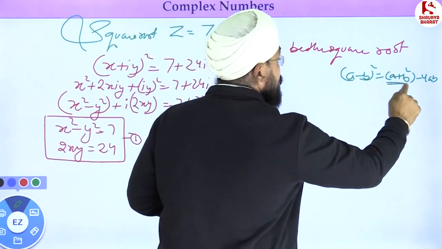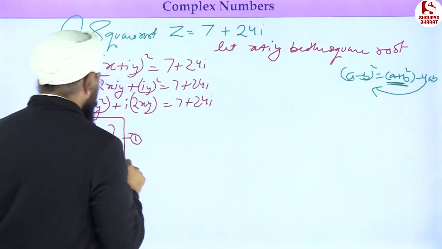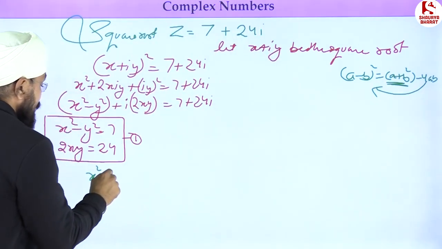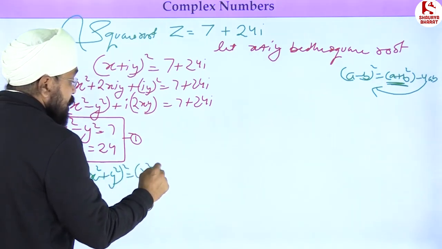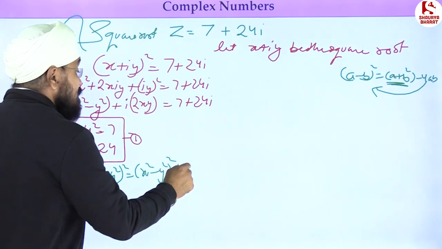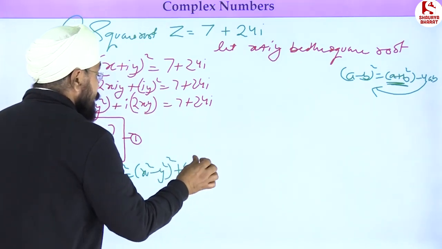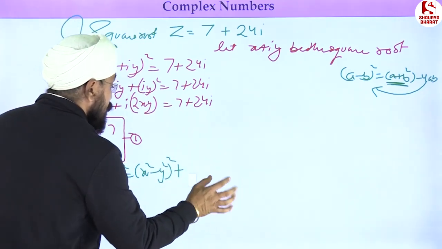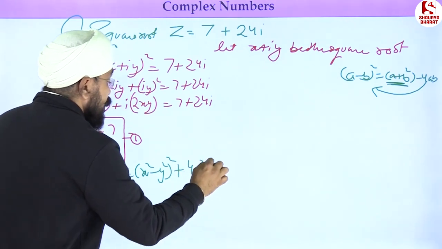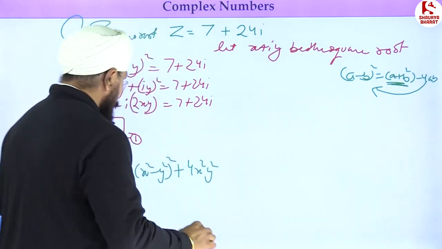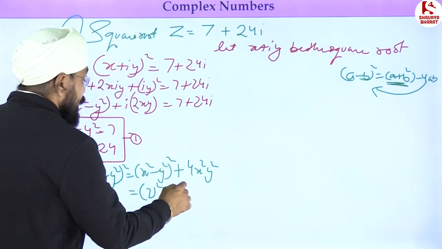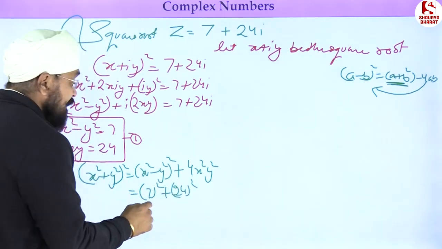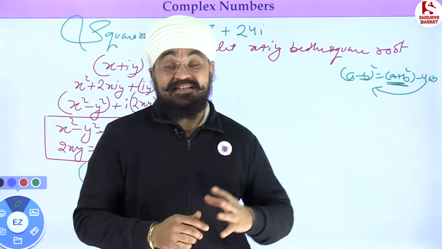Now this identity can be used. So if I keep this one here and shift this one, we'll say that (x square plus y square) whole square will be equal to (x square minus y square) whole square plus 4x square y square, isn't it? So this becomes 7 square plus 24 square. Definitely it's a Pythagorean triplet.